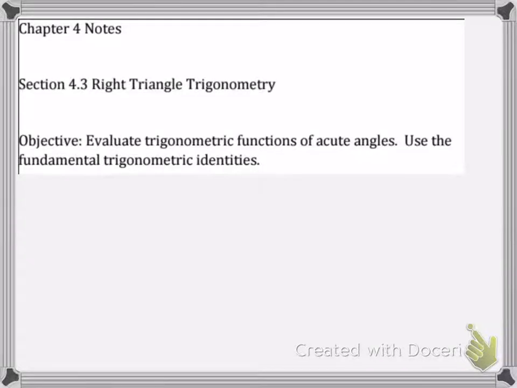We're going to start chapter 4 with section 4.3, right triangle trig. We're going to split this section into two parts. We're going to first take a look at how to evaluate some of our basic trig functions of acute angles. Now some of this is familiar and some of this is new. So this is going to be part 1, and then there will be another video explaining how to use the fundamental trig identities.